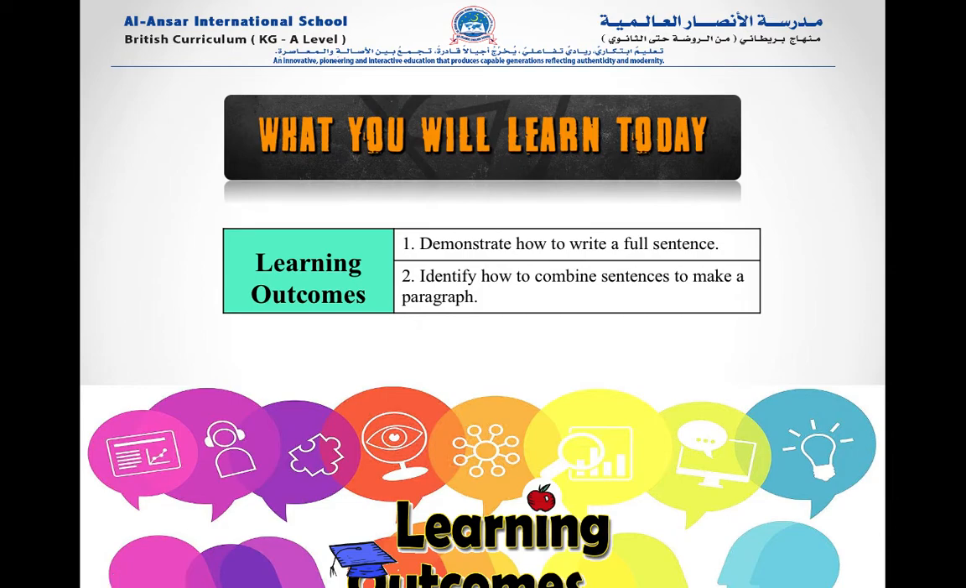Now, at the end of today's lesson, you are going to be able to demonstrate how to write a full sentence, which means that you will be able to write a full sentence starting with a capital letter and ending with the correct punctuation mark. And don't forget to leave your finger space. The second thing that you will be able to do is identify how to combine sentences to make a paragraph, which means that you are going to take the sentences that you are making and put them together to make a paragraph.